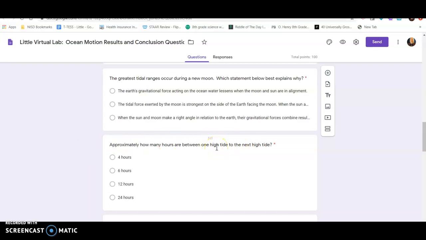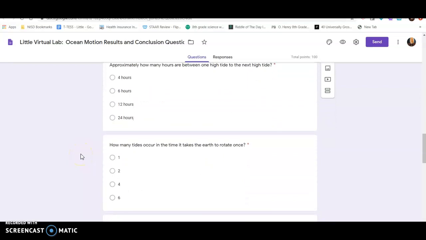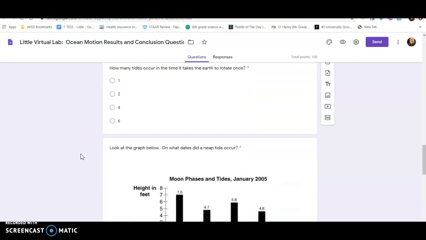So we're going from one high tide peak to the next high tide peak. Would it be 4 hours, 6 hours, 12 hours, or 24 hours? Next, how many tides occur in the time it takes the Earth to rotate once? Remember that the rotational cycle for Earth to complete one rotation is 24 hours. So how many tides are going to occur in that 24-hour period?